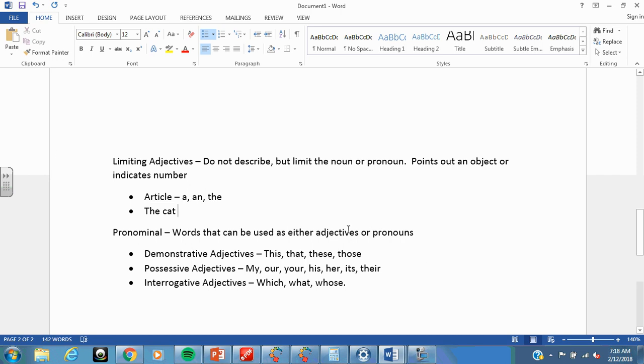You have demonstrative adjectives, which you also have as demonstrative pronouns: this, that, these, and those. Possessive adjectives, some of which are different from the possessive pronouns, but some of them are the same, like his and its, I believe. And then you have interrogative adjectives. Those are just words that you're going to have to know are adjectives. So I'm going to ask you questions like find the adjectives in the sentence. That's not going to be just descriptive adjectives, that's also going to be limiting adjectives as well.